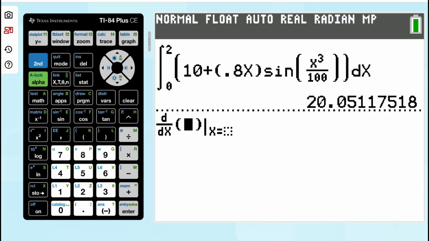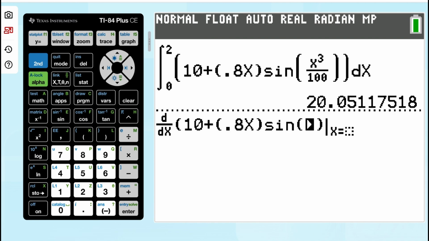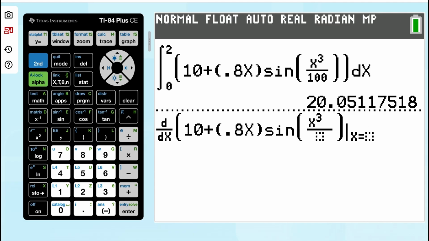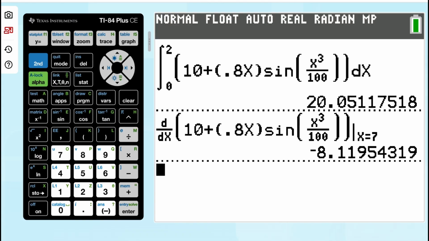And we're going to take a derivative with respect to x of our function, which was, again, 10 plus, and we'll type in that exact same function, 0.8x, times the sine of x to the 3rd power over 100, and close your parentheses. And I believe we were looking for it at 7. I'm going to hope that's right. If not, we'll go back and fix it. At 7, we got negative 8.120 if you round.